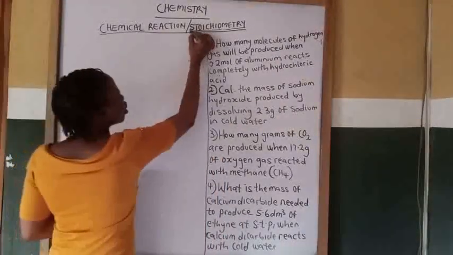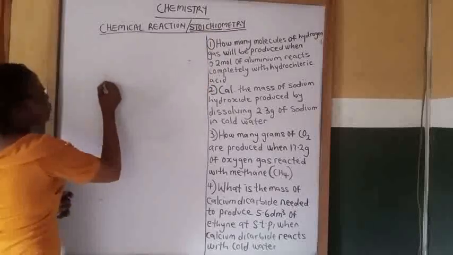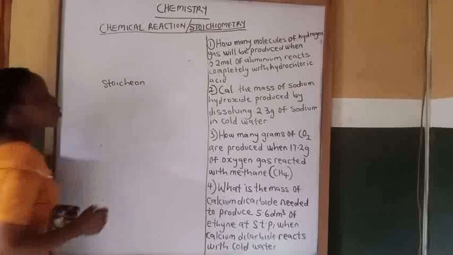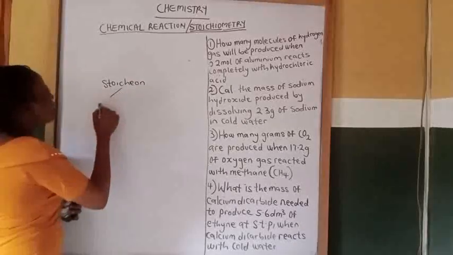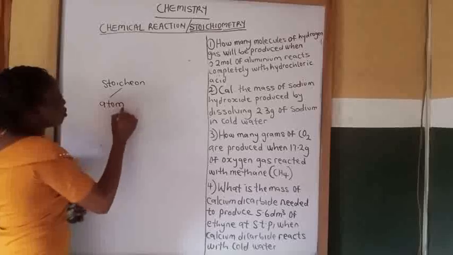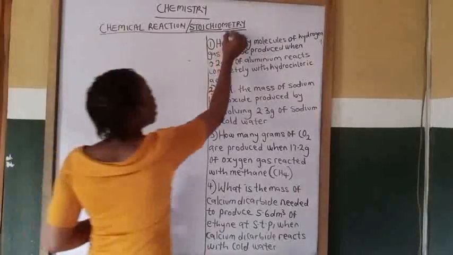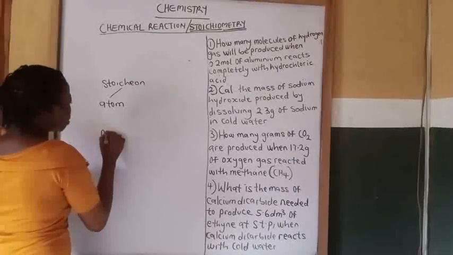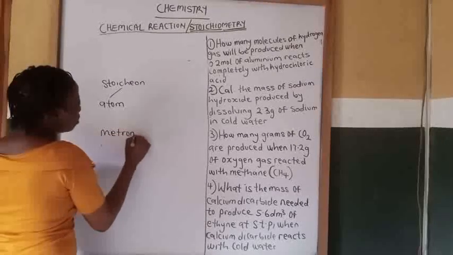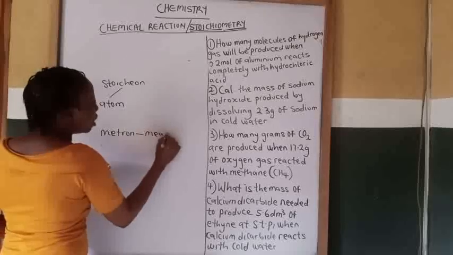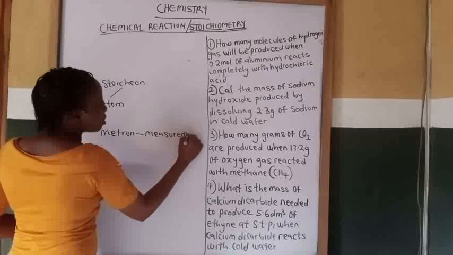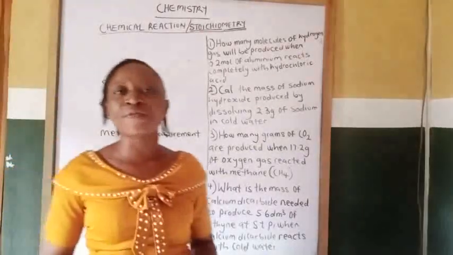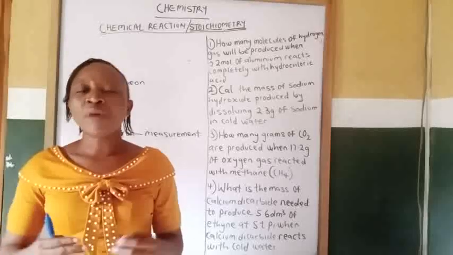The stoichio is derived from stoichion. Stoichion means atom. While the metry is derived from metron. Then metron means what? Measurement. Metron means measurement. So which means that we can define stoichiometry as measurements of what?